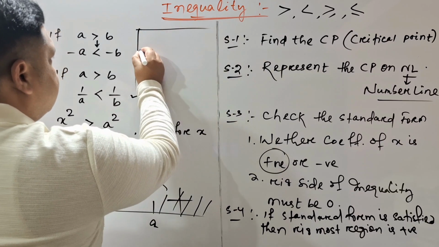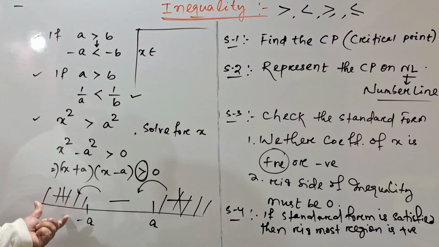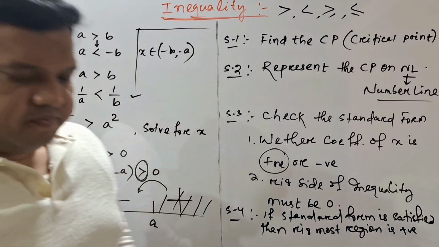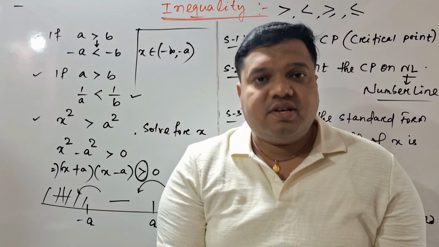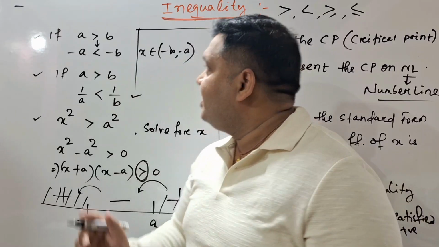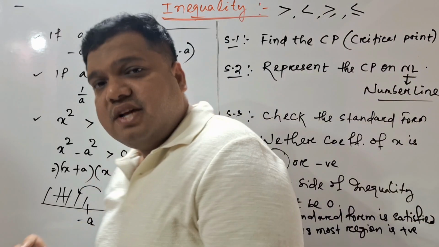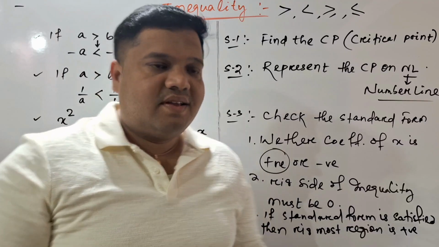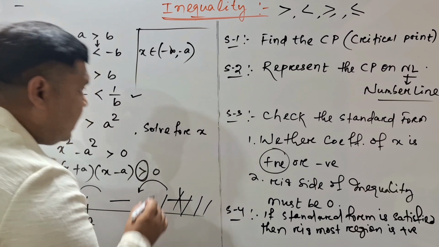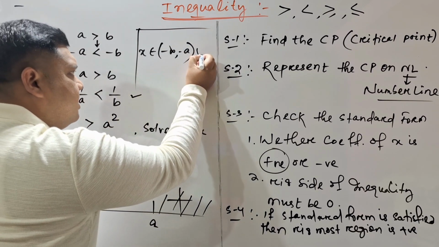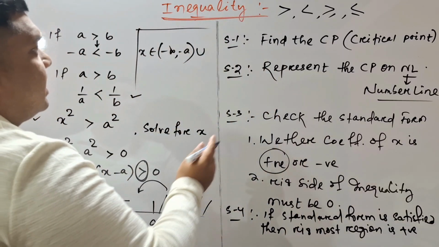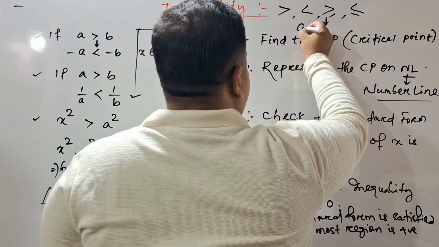Look here, the answer is x belongs to, I select this region, which means minus infinity to minus a, open bracket. When you solve an inequality, whatever answer you get is in an interval. Whether it is open or closed, who will decide? The inequality symbol will decide. Greater than or equal to means consider all critical points, and greater than means you do not consider the end point. So here I will use an open bracket. Union, I will discuss that, where you use an open bracket and where you use a close bracket. Greater than or equal to means consider all critical points.